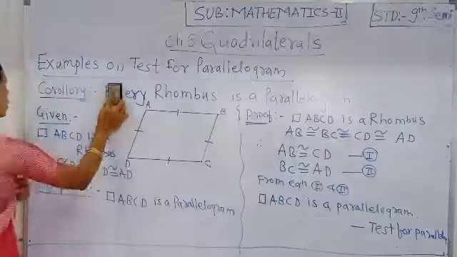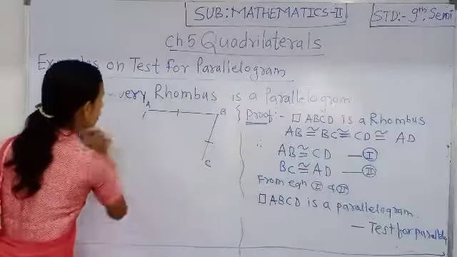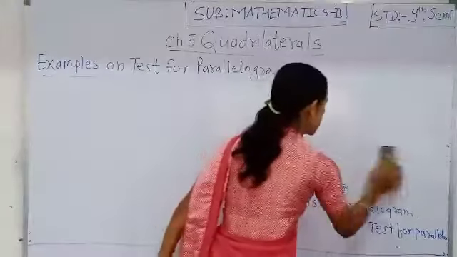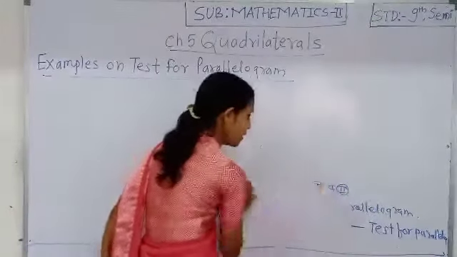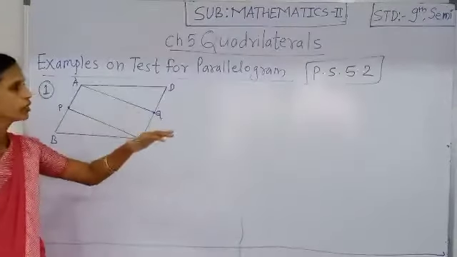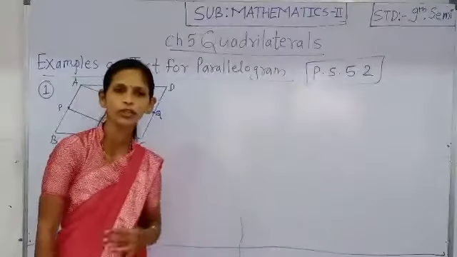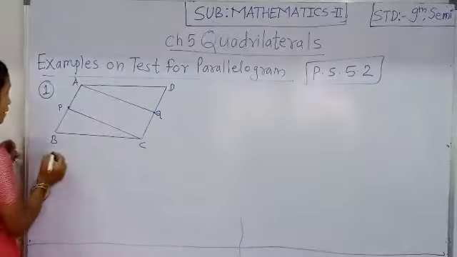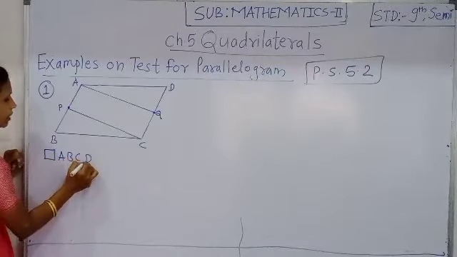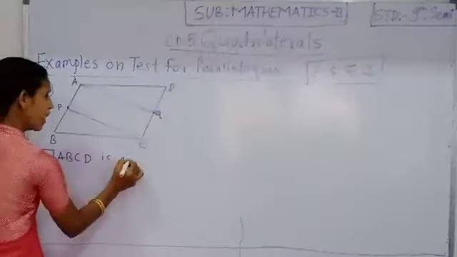Then we will solve the examples based on test for parallelogram which are given in practice set 5.2. We will solve the first example given in practice set 5.2. See here, in this example, quadrilateral ABCD which is given here is a parallelogram.